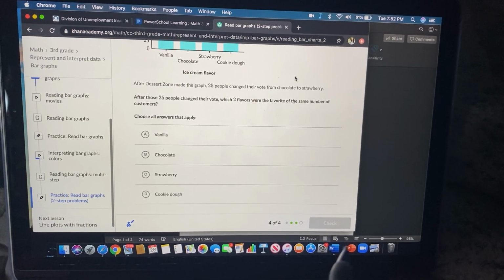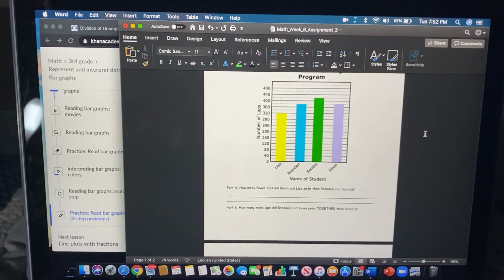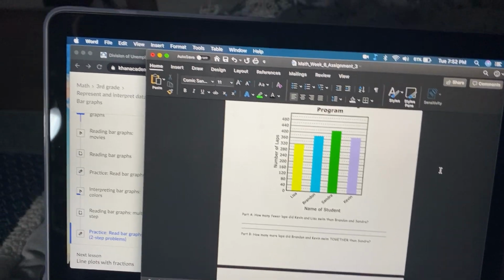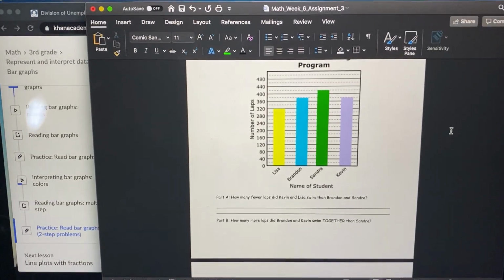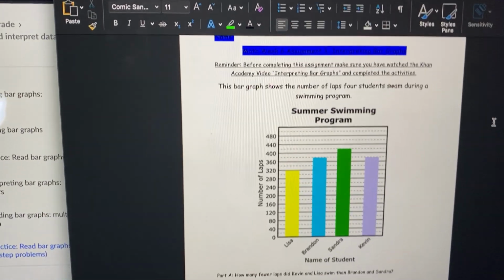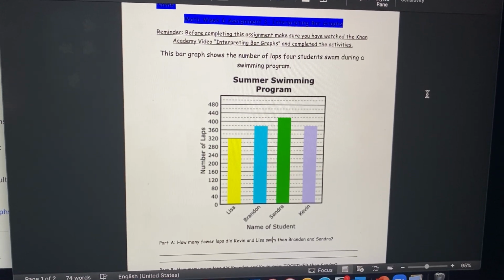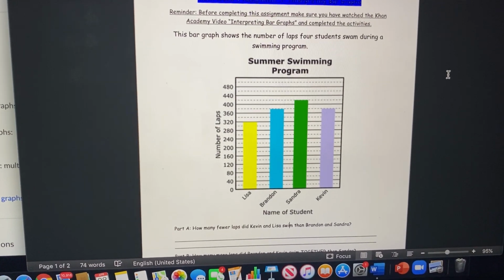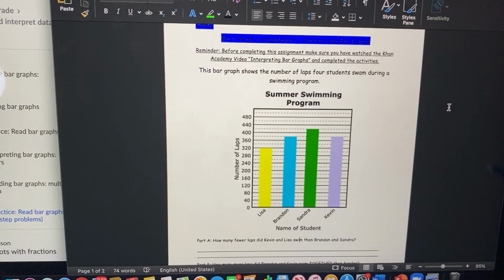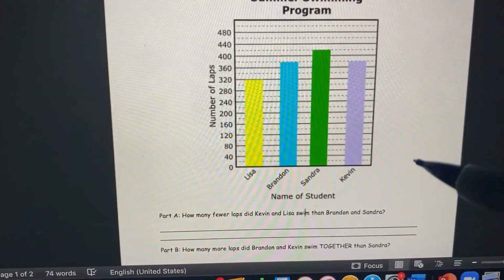Once you guys are finished with this is our math assignment, okay? There's only 2 questions. It's really not that hard, but it's gonna take a lot of listening. So make sure you guys are listening. So here it says the bar graph shows the number of laps 4 students swam during a swimming program. So here we have number of laps. This is the number of laps, and then this is the name of the student. So we have Lisa, Brandon, Sandra, and Kevin.